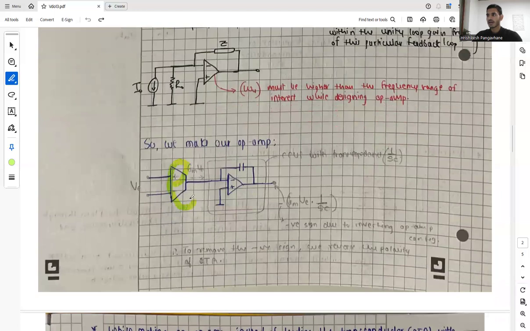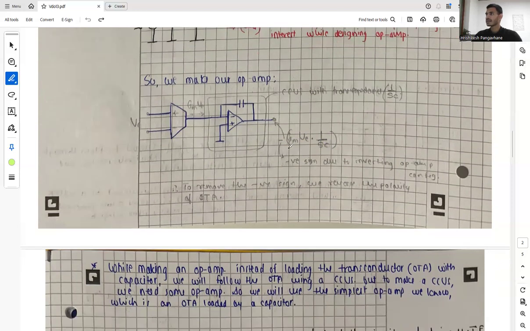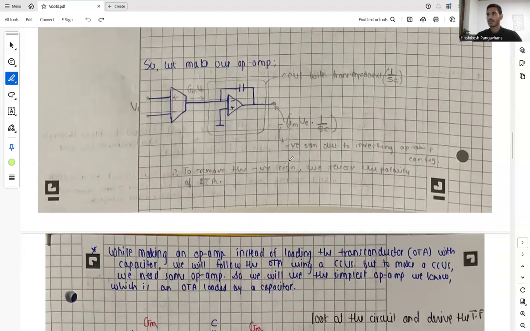So we have our transconductor, we have our current Gm times Ve, and this is what we implement as a current controlled voltage source with a transimpedance of 1 upon SC, as this capacitor is of value C. So at the output, we will be getting minus of the current times the impedance, basically Gm Ve times 1 upon SC. And this negative sign is due to the inverting op-amp configuration.